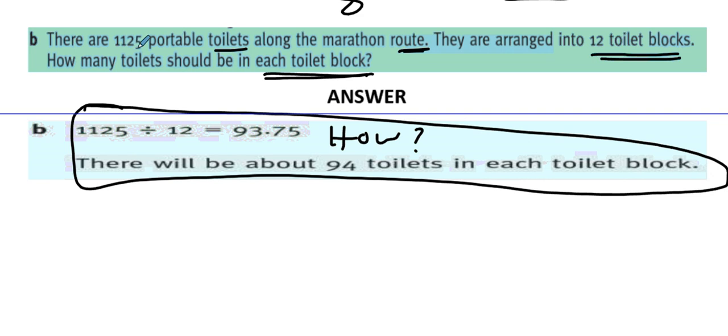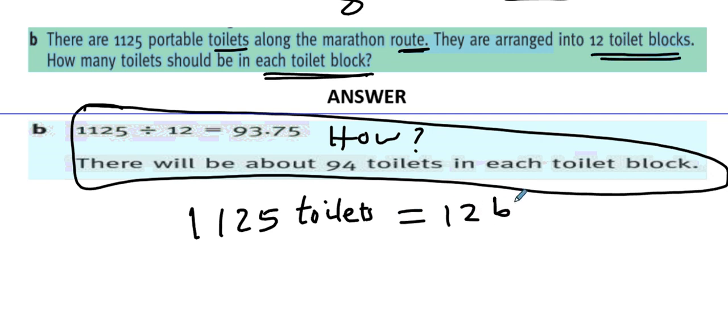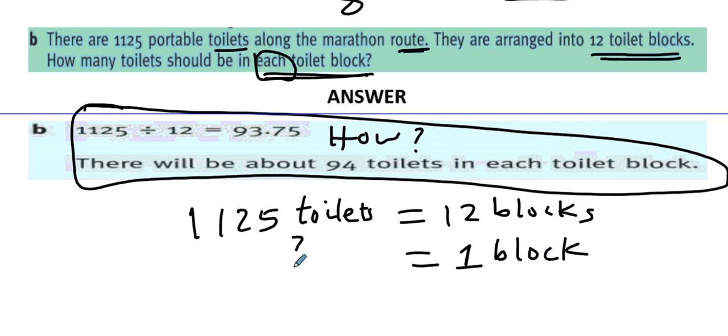There are 1,125 portable toilets along the marathon route. They are arranged in 12 toilet blocks. That means 1,125 toilets equals 12 toilet blocks. Now the question is, how many toilets should be in each toilet block, in one block? How many toilets are there?